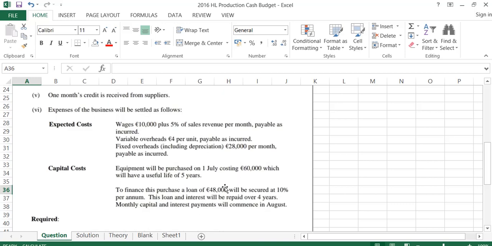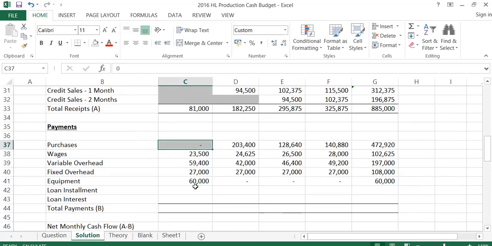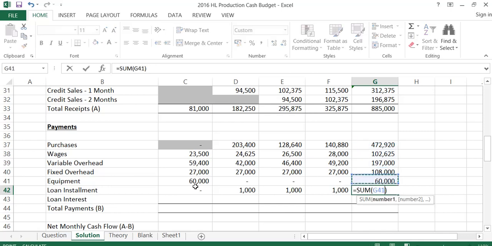Well, if the loan is 48,000 and it's paid over 4 years, 4 years is 12 by 4 is 48 months. So if they're borrowing 48,000 and paying it back over 48 months, they're going to pay back €1,000 a month. And that's starting in August. So the loan installment is going to be 0 in July, and then it's going to be 1,000 for the other months. And I'll total that across. That will give me 3,000 for the loan installment.